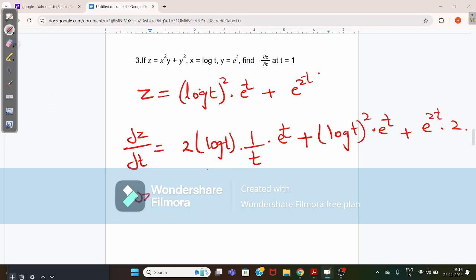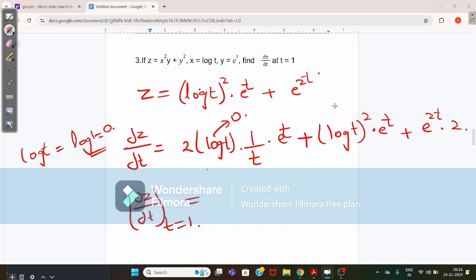Now we have to take dou z by dou t at t is equal to 1. So when you put log t, that is log 1, the value is 0 here, so this value becomes 0 and this value becomes 0, so the only remaining value is e power 2 into 1 into 2, so the answer is 2 e power 2, which is the required answer we have.